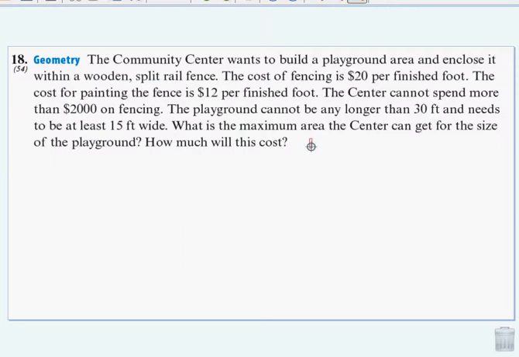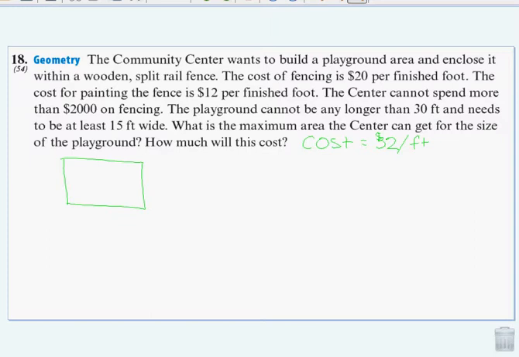Cost is $32 per foot. All right, just to get our information down here, we've got a rectangle. You can't spend more than $2,000, and it says the playground cannot be any longer than 30 feet, and it has to be at least 15 feet wide.